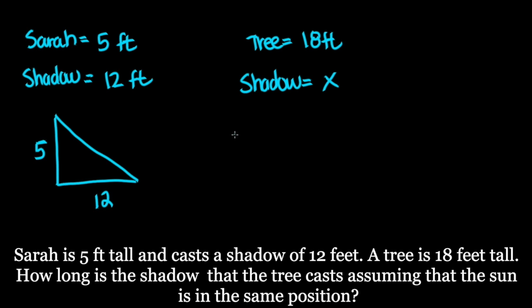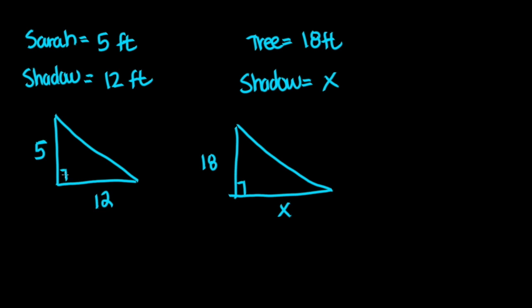So we're going to go ahead and draw another triangle. The tree is 18 feet tall, and we want to find out how long the shadow is. So we can go ahead and just go right across. So 5 over 18 is going to equal 12 over x. Now we can go ahead and just solve for x.